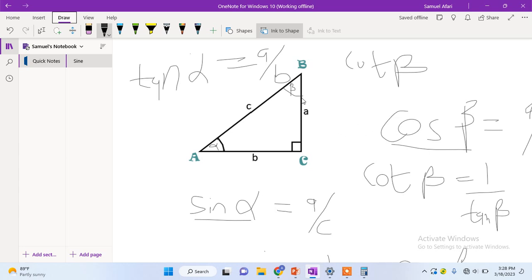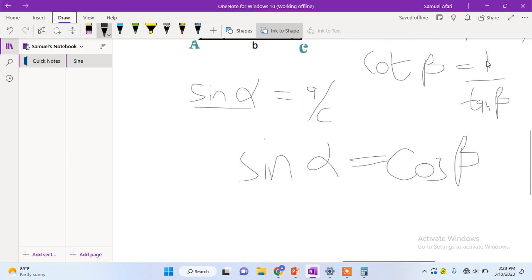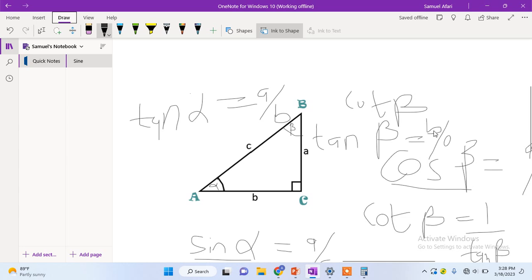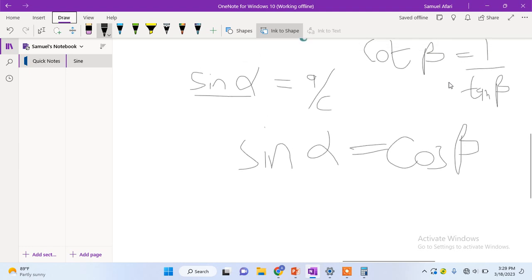So what is tan beta? Tan beta is going to give us what? Opposite over adjacent. So this is beta, so the opposite is what? B. And then the adjacent is what? A. Opposite is B, adjacent is A. So B over A. So it means that we had cot beta equal to 1 over tan beta, where the tan beta we got as B over A. Let me come down and write it here so that you get it better.